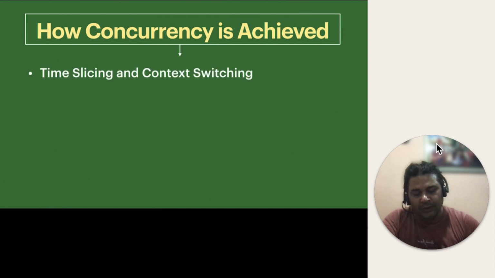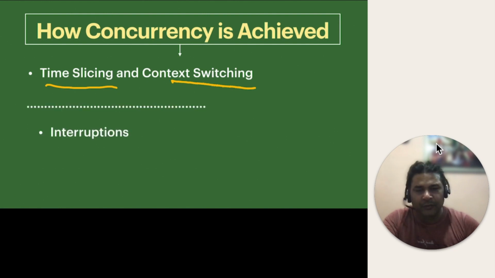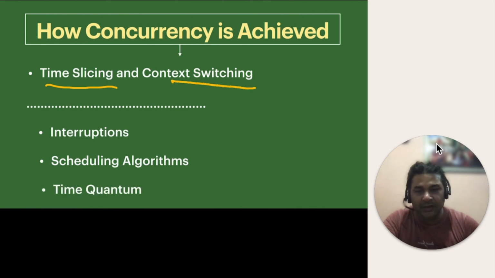So next is how concurrency is achieved: time slicing and context switching. We can achieve concurrency with time slicing and context switching. There are other options too, such as interruptions, scheduling algorithms, and time quantum. We can use many more, but the two very important ones for achieving concurrency are time slicing and context switching. So we will discuss them here.